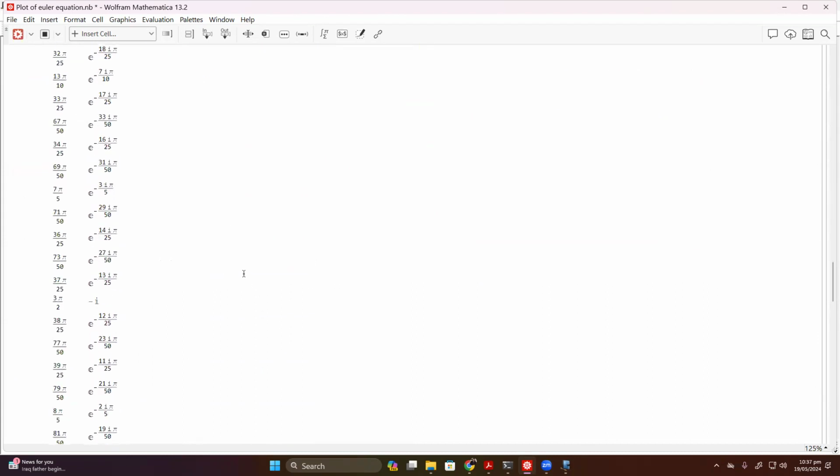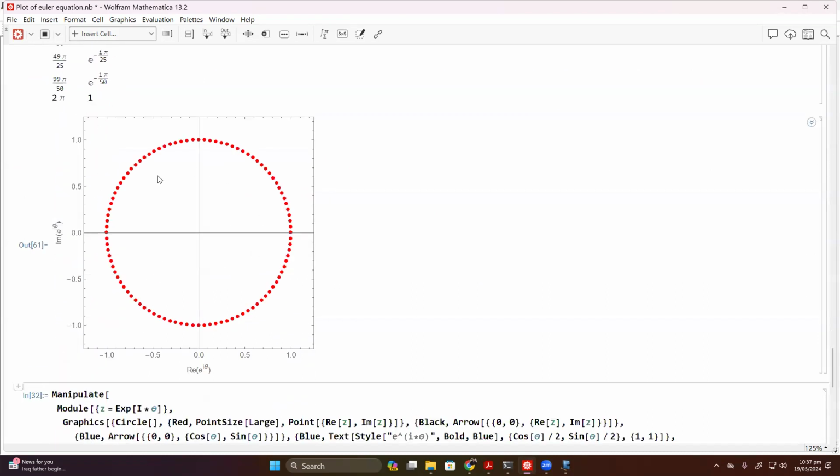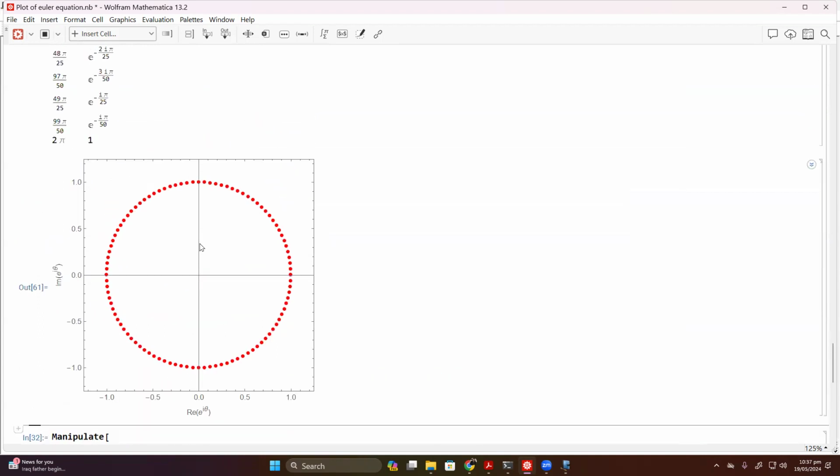So this is finally the plot of e to the i theta, and this is a circle. This circle is called a unit circle because the radius of this circle is 1, as can be seen from this plot, 1 everywhere. So the radius of this is 1, and it's called a unit circle. So the plot of e to the i theta is a circle in the complex plane. So this is one take-home lesson.